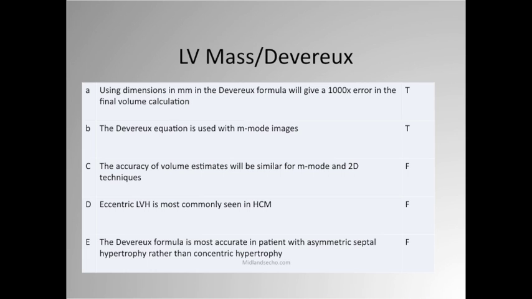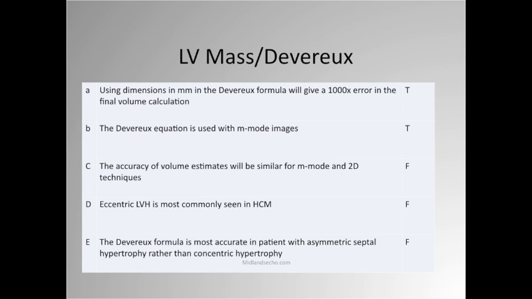So the LV mass calculations, if you use the wrong dimensions, then you get the wrong answer. So the first is true. You must get the right dimensions. The Devereux equation is used with M-mode images, that's correct. The accuracy of volume estimates will be similar for M-mode and 2D techniques. Well, that's false because M-mode has got much more in the way of assumptions than 2D has.